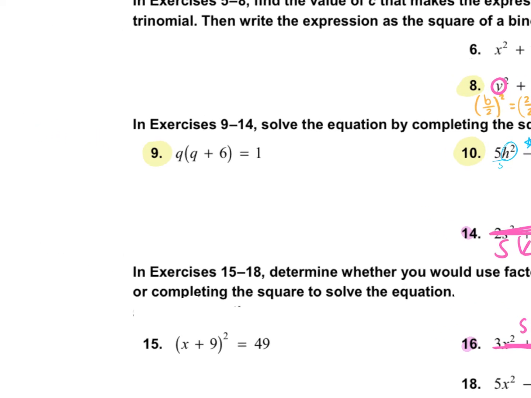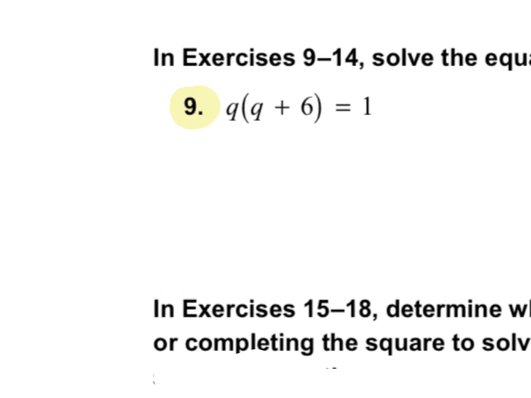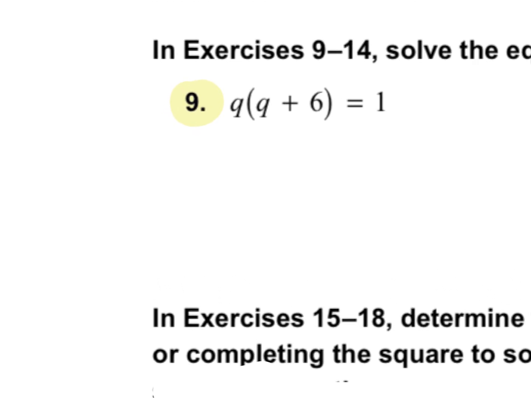Now again, on the review, it says only do the evens, but I want to do number 9 because you may see one like this on the test. For number 9, it says solve by completing the square. How would I complete the square here? Q squared, then Q plus 6 squared. So I'm going to distribute the q, so it'd be q squared plus 6q is equal to 1. I'm going to leave a space because that's where I'm going to complete the square. What's going to go into that space?